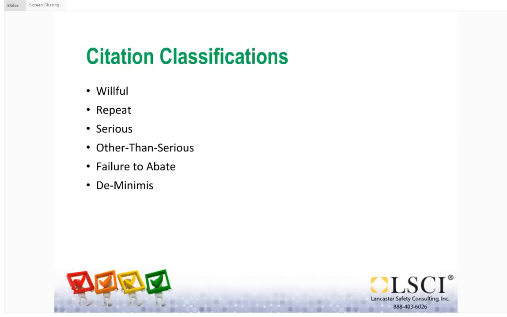A failure to abate violation exists when a previously cited hazardous condition, practice, or non-complying equipment has not been brought into compliance since the prior inspection. Lastly, de minimis conditions are those where an employer has implemented a measure different from one specified in the standard that has no direct or immediate relationship to safety or health. And these conditions don't usually result in citations or penalties.